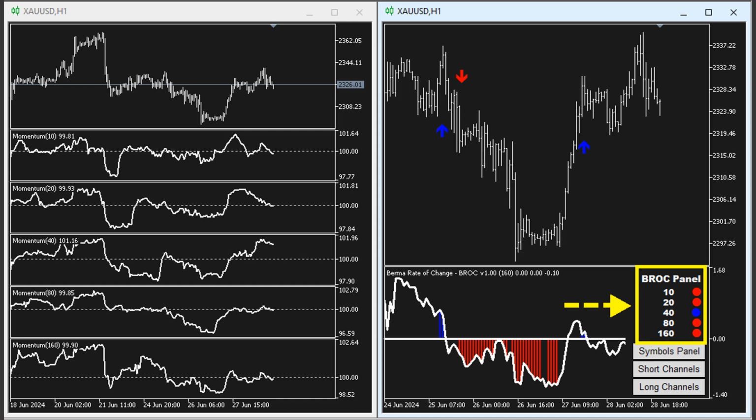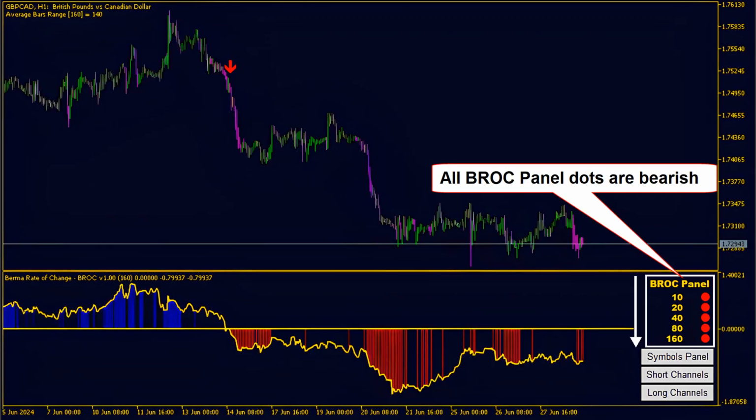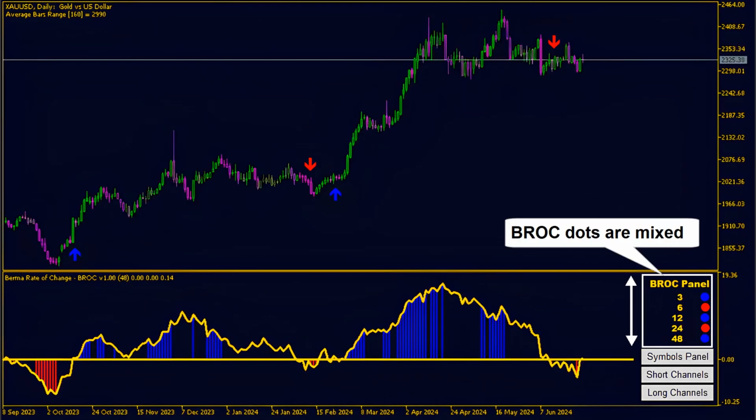What is Berma Rate of Change panel? To avoid cluttering the chart, the signal generated by the 5 indicators has been condensed into a panel with 5 colored dots, placed on the right side of the indicator. If the 5 dots are blue, this is evidence of strong momentum in the upward direction. If the 5 dots are red, this is evidence of strong momentum in the downward direction. But when the 5 dots do not agree in color, this is evidence of weak momentum and the possibility of the price candles moving sideways.